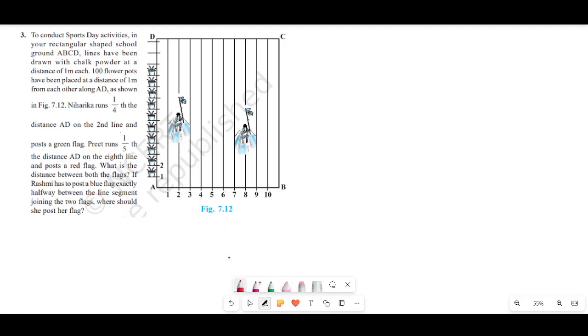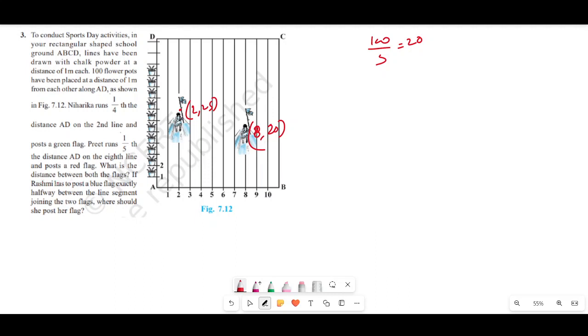Now, suppose here the point is (2, 25). Now Keith runs 1/5 of the distance. 1/5 of 100 means 20. That means here 20. And now on the 8th line, so it will be (8, 20).